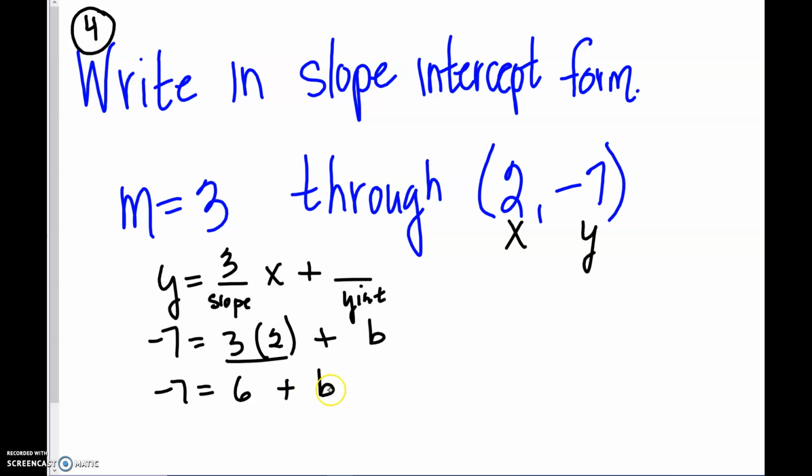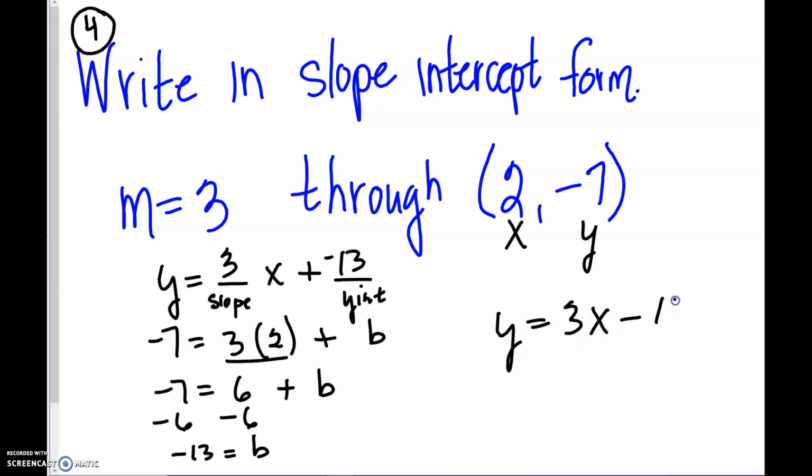Now to solve and get b by itself, we need to move the 6. So we're going to subtract 6. So it looks like I'm getting -13 for my y-intercept. So go fill in your blank and write -13. Now they probably would not write that plus a minus, so y equals 3x minus 13.